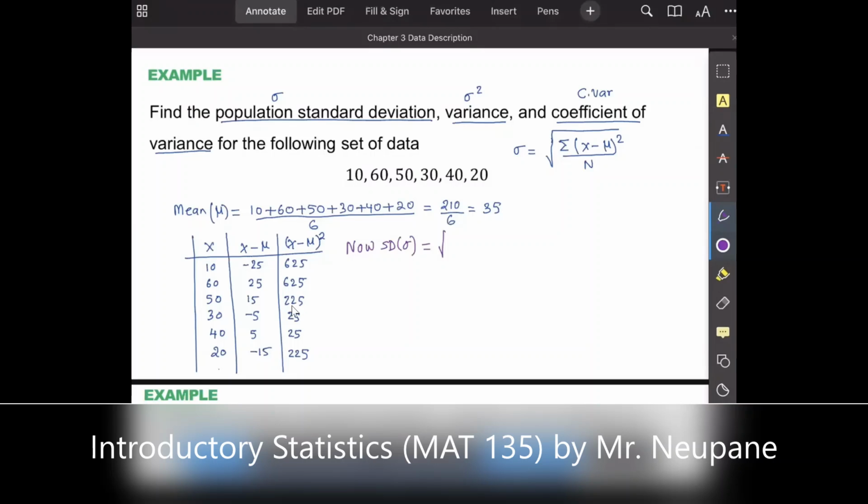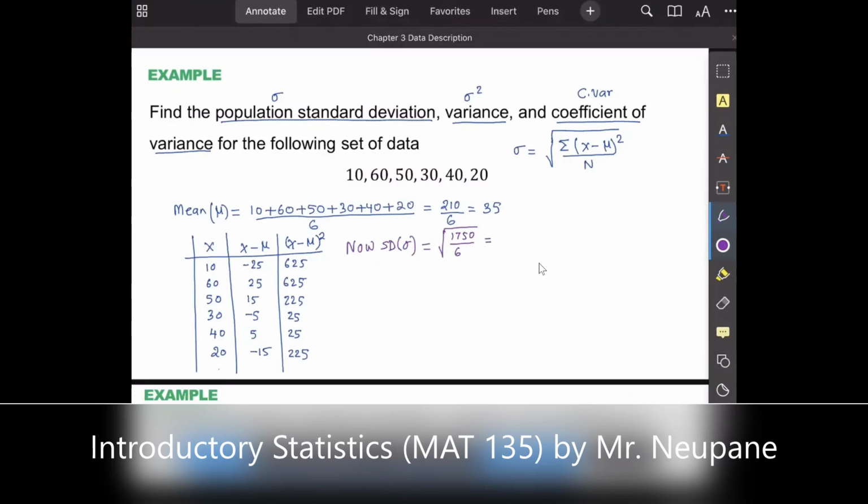625 plus 625 plus 225 plus 25 plus 25 plus 25 plus 225 at the end. What did you get? 1750. I get 1750 also. And then divide that by 6. Okay, that's how you'll write. Now that is equal to, now please follow along with me in your calculator.